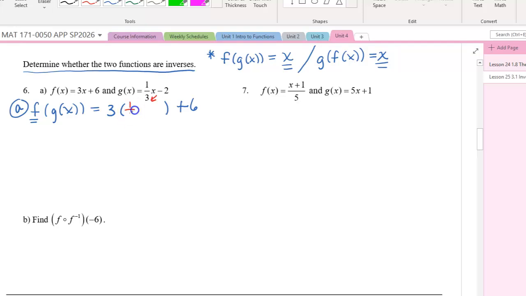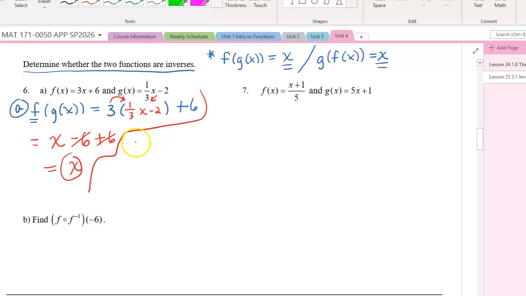in there. So 3 times (1/3 x minus 2). Now if I distribute, 3 times 1/3 would just give me 1, so that's going to give me x. 3 times -2 would be -6. But then I can't forget the plus 6. And that's going to cancel my 6's out, which will just leave me with x. So we're looking good so far.